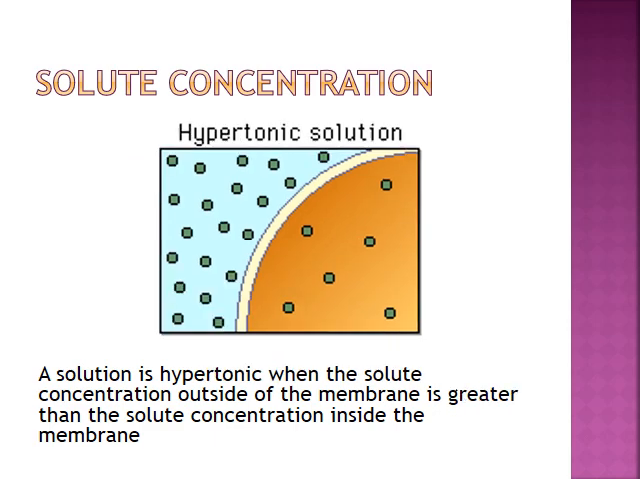And then we have hypertonic. What does hyper mean? Lots. If you're hyperactive, lots of energy. In this case, there's lots of solute outside the cell, not so much inside the cell. So hypertonic means lots of solute in solution, not so much solute comparatively in the cell.